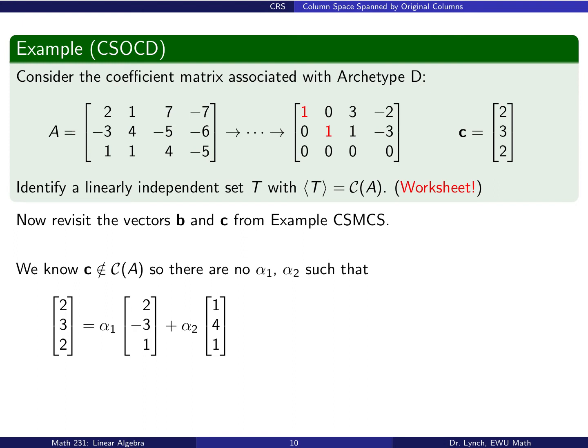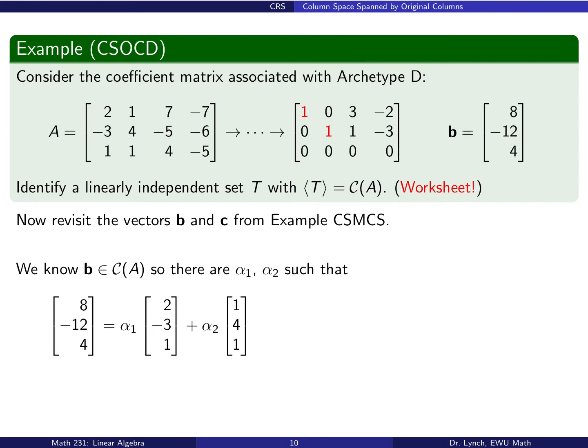On the other hand, the vector b, 8, minus 12, 4, which is in the column space, does have a representation in terms of alphas. We can pretty quickly see that it has to be alpha 1 equal to 4, alpha 2 equal to 0. So once again, using a linearly independent set that spans a column space gives us a unique representation of an element of that column space in terms of the vectors in the set. This is becoming a theme, and we're going to explore this more as we go along.